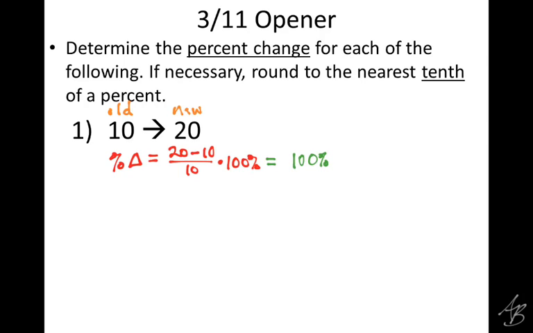And it went up by 100%, so we need what? We need a plus in front. You should always have a plus or a minus to show that it's an increase or a decrease.